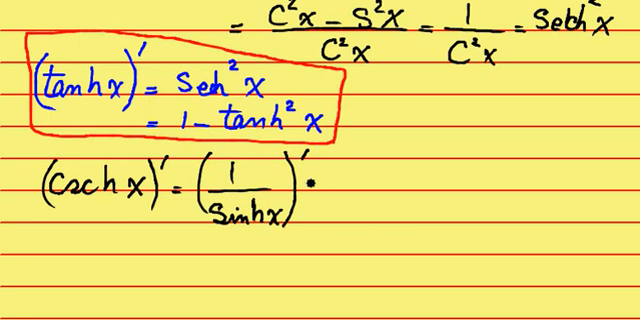I want to differentiate that. How do I differentiate this fraction? You remember the quotient rule: derivative of numerator times denominator. Well, that's going to be 0 because the derivative of the numerator is 0, minus the derivative of the denominator. The derivative of the denominator, we learned, is cosine hyperbolic of x, times the numerator, which is 1, divided by the square of the denominator.